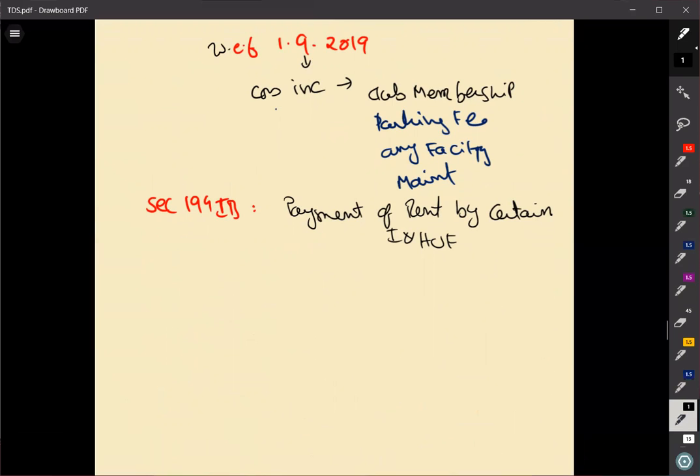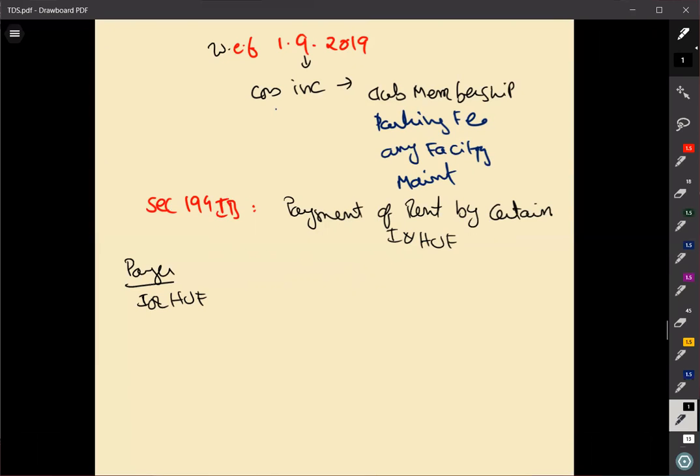Let us now try to understand this section. Payment of rent. Who is the payer? As in every section, you have a payer and a payee. For this section, the payer is nothing but an individual or HUF. We'll discuss this provision, then we'll look into a small example, and then you can easily understand the difference between 194I and 194IB.